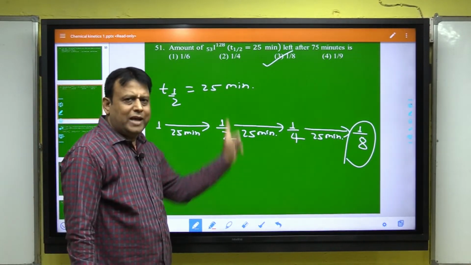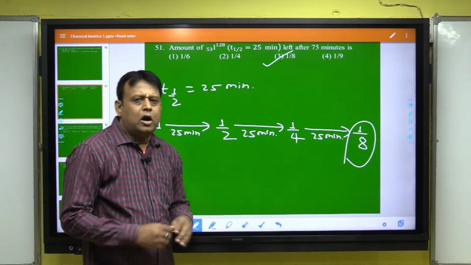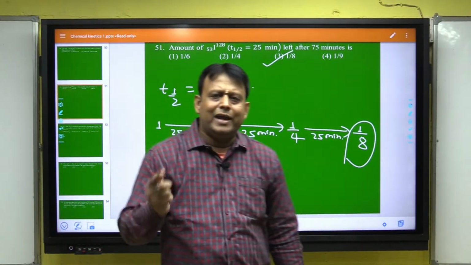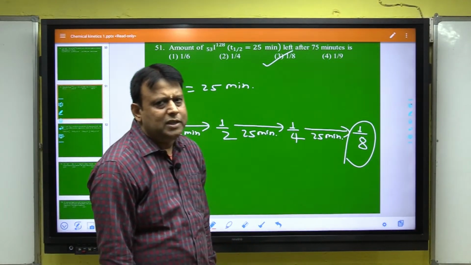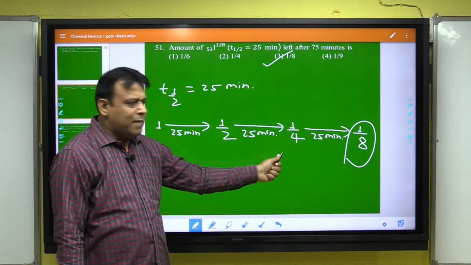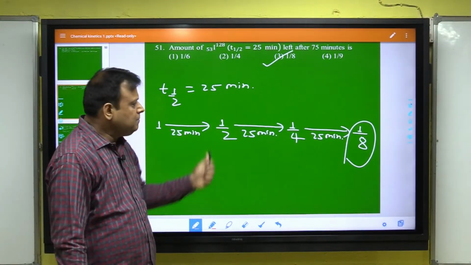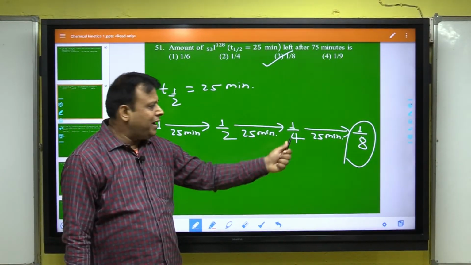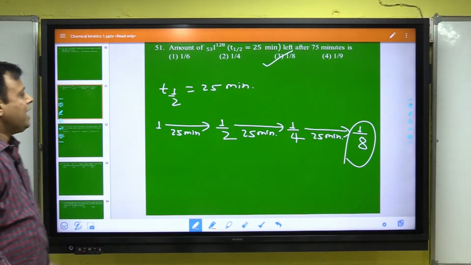25 minutes, 1 by 2; next 25, 1 by 4; next 25, 1 by 8, because half-life is constant and in each half-life the amount converts into half of the initial. The first half-life gives 1 by 2, the second half-life 1 by 4, with total time 25 plus 25 equals 50, and the third half-life gives 1 by 8 with total time 75. Clear? Next.